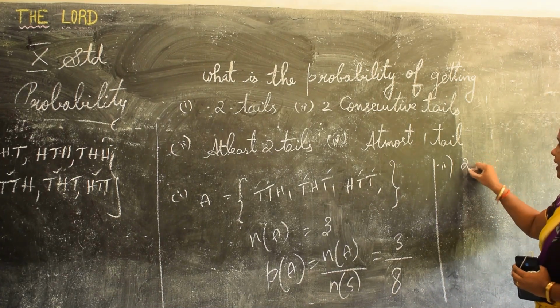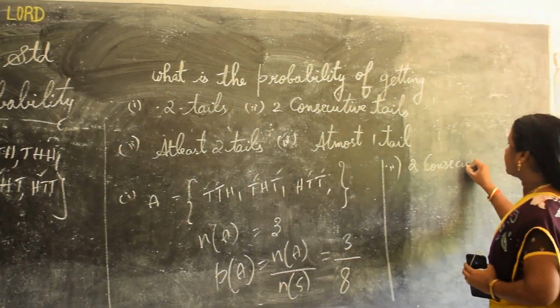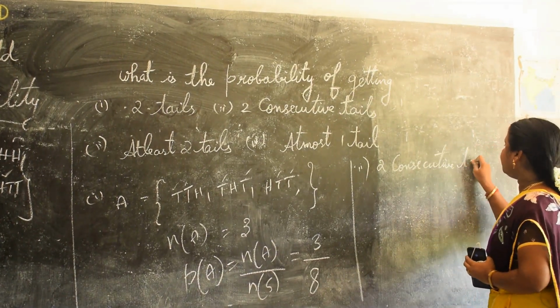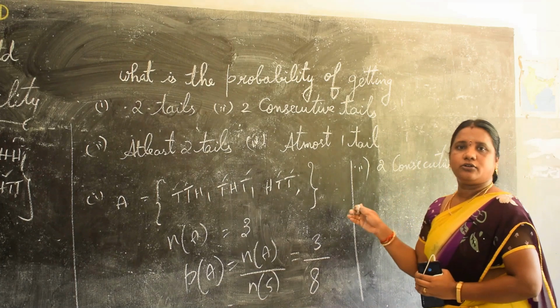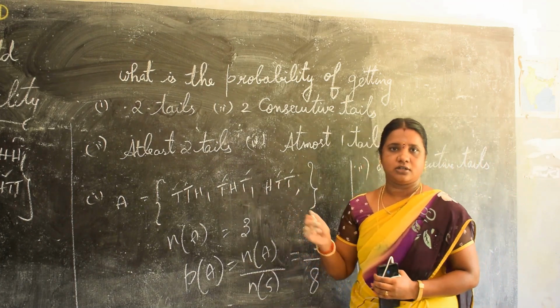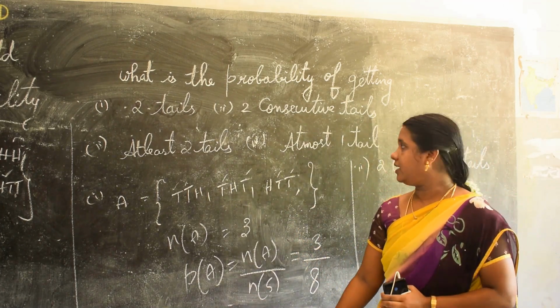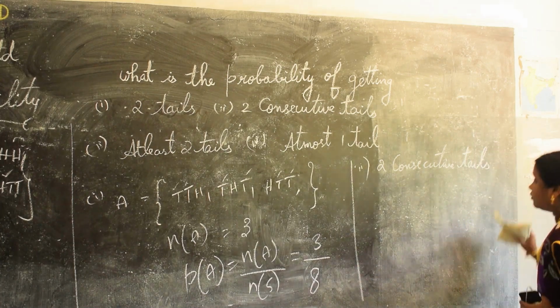Two consecutive tails. 2 tails is different from 2 consecutive tails. For 2 tails, the tails can be anywhere. 2 consecutive tails means they must be one after another. Next, see.